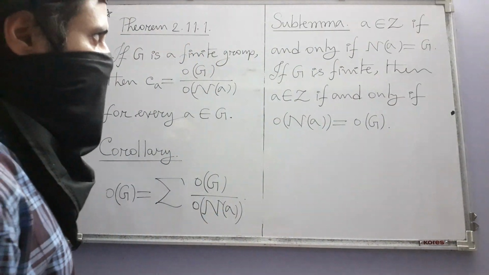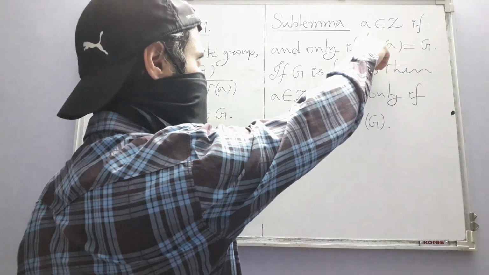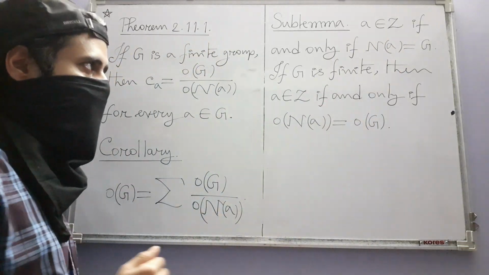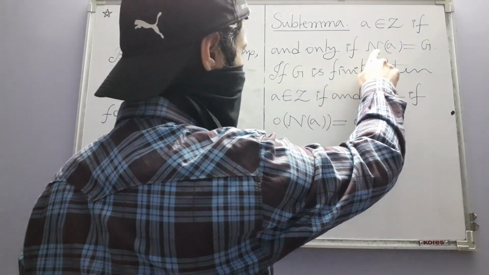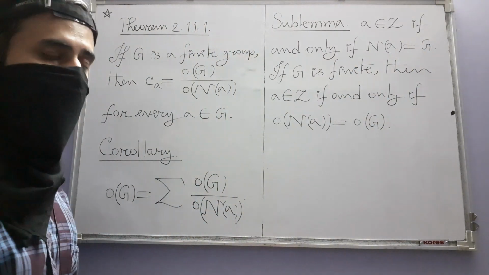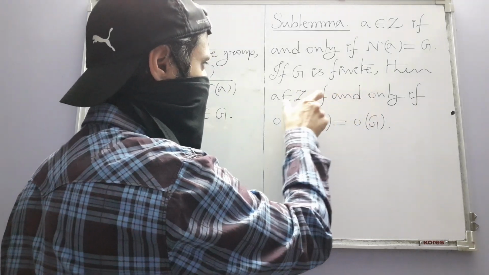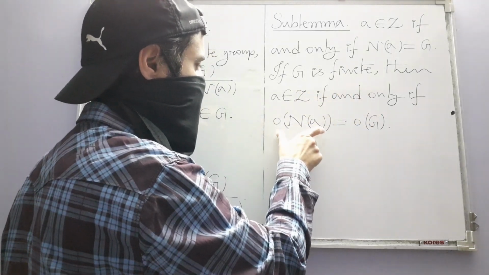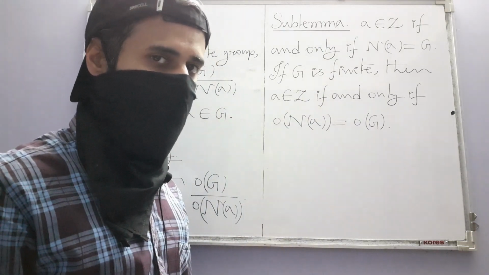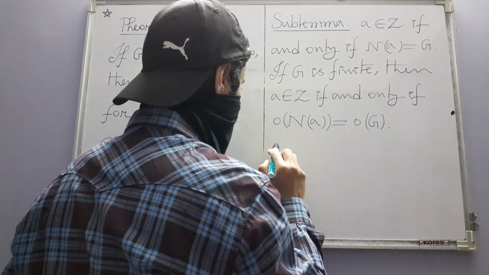So what the sublemma says is that a group element A is a central element, that is, it belongs to the center of the group if and only if its normalizer equals the whole group. And in particular, if G is a finite group, then A is a central element if and only if the normalizer and G have the same order. So let us first prove this.